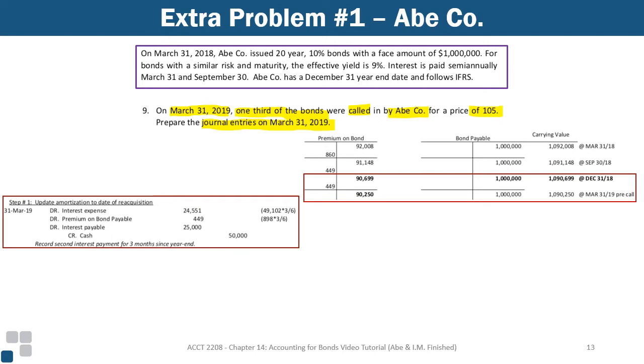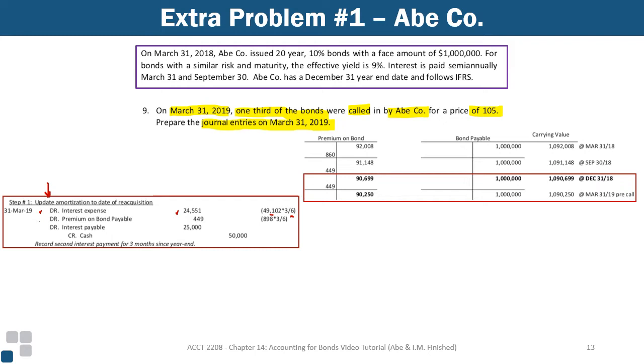So first step is to update the amortization up to the date of acquisition. On March 31st, that happens to be 3 full months, January, February, March, after the year end. So we're going to debit interest expense for the remaining $24,551. That's the unaccrued portion of the interest expense. At December 31st, we accrued $24,551, and now we're expensing the other $24,551, so $49,102 times 3/6.